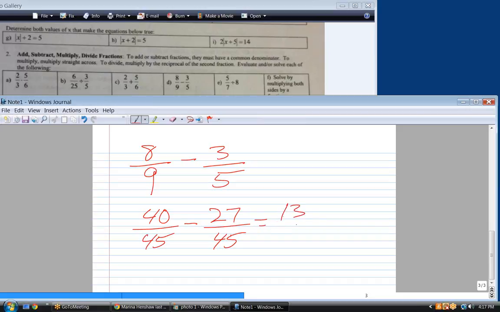13 over 45. And can that be reduced? Nope, I don't think so. No, you're right. 13 is prime. In other words, nothing divides into 13, so the only way this could be reduced is if the bottom was some multiple of 13, like 26 or something. Then we could reduce it. But since the bottom's not a multiple of 13, it can't be reduced. Okay.